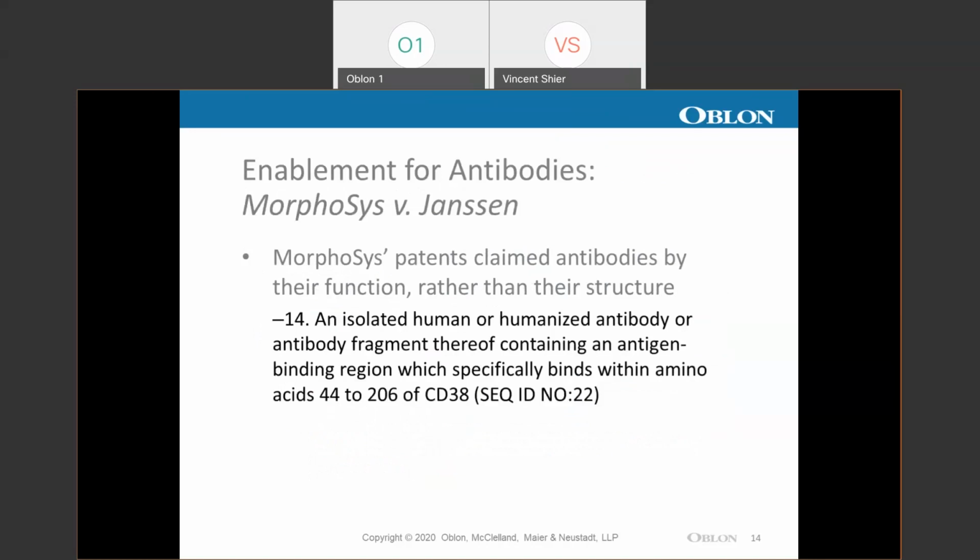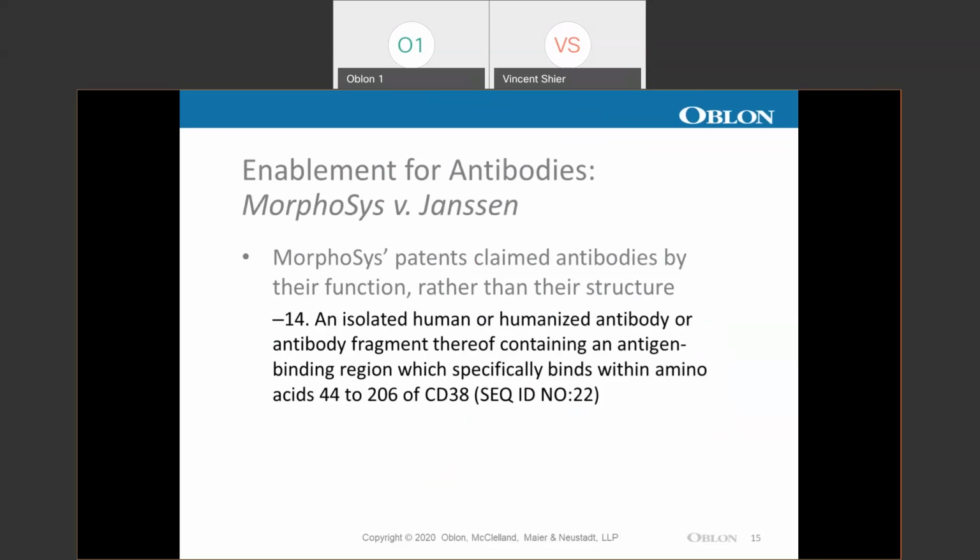One important case on enablement of antibody patents is Morphosis v. Janssen at the District Court in Delaware. Morphosis's patent was drafted in a manner not uncommon for antibody patents. Rather than claiming the antibodies by their structure, such as a sequence of amino acids, the antibodies were claimed by their function. As a result, the claims encompass a very large number of different unique antibodies, on the order of at least millions. The specification only disclosed 4 example embodiments, however, that fell within the scope of the claims.